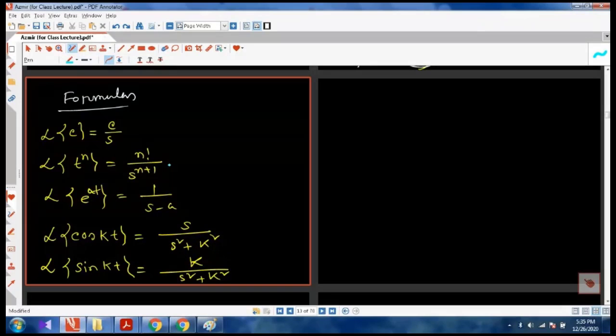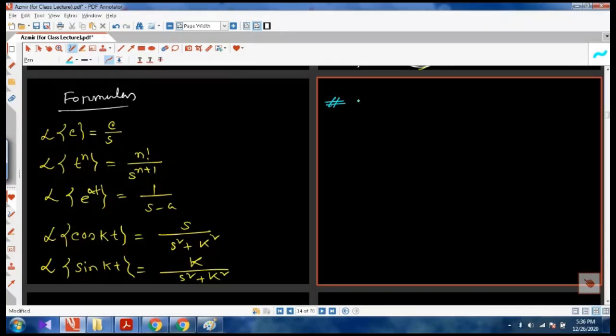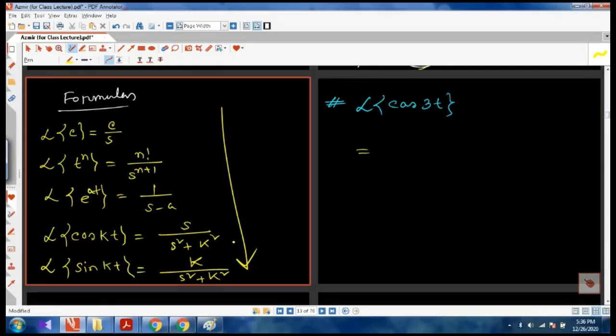Suppose we have the Laplace transformation of, let's say, cosine 3t. So what will be the result? Have a look at the formulas. Which formula can be applied? This one can be applied, right? Because here we have cosine kt.